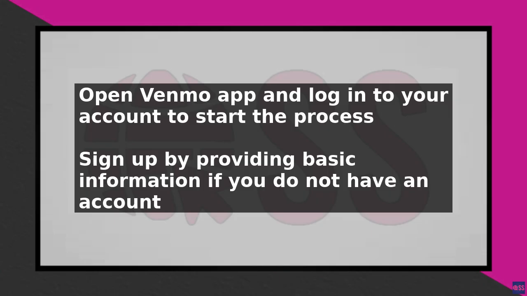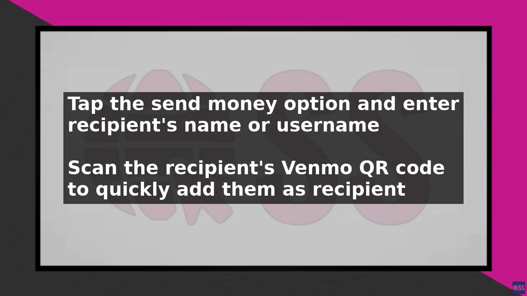Once you are logged in, you will see a dashboard with several options, including the ability to send money, request money, and make purchases. To make a payment, tap the Send Money option and enter the recipient's name, username, or phone number. You can also scan the recipient's Venmo QR code to quickly add them as a recipient.